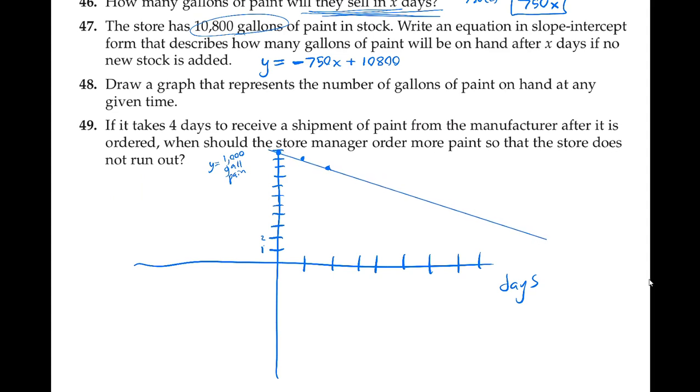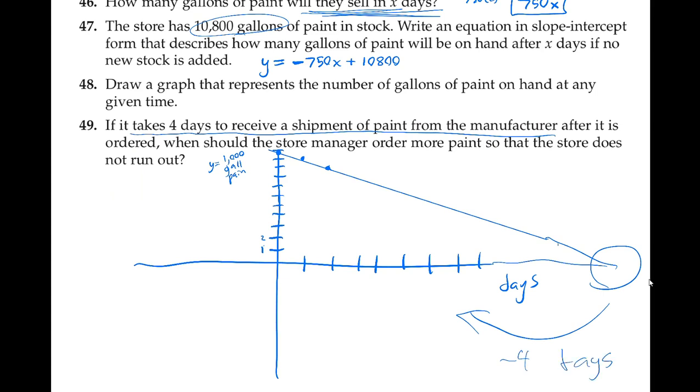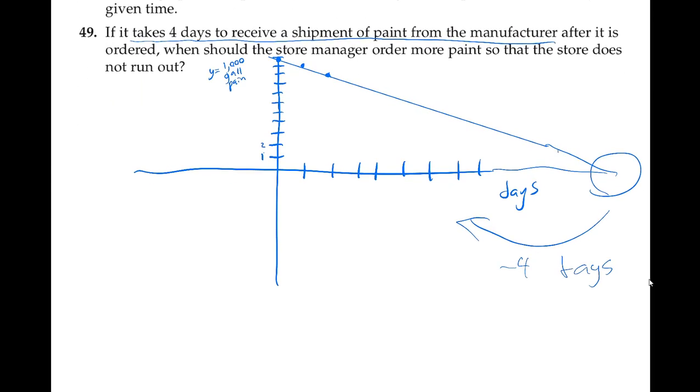It's crazy. And so if it takes 4 days to receive a shipment of paint from the manufacturer after it is ordered, when should the store manager order more paint so the store does not run out? What we're going to have to do is figure out when it hits zero, and then we're just going to minus 4 days. Or maybe 5 days, maybe have a 1-day buffer. Maybe there's some traffic or a snowstorm, so maybe we plan a little bit ahead. Who's running this paint store? Okay, so here's what we need to do.